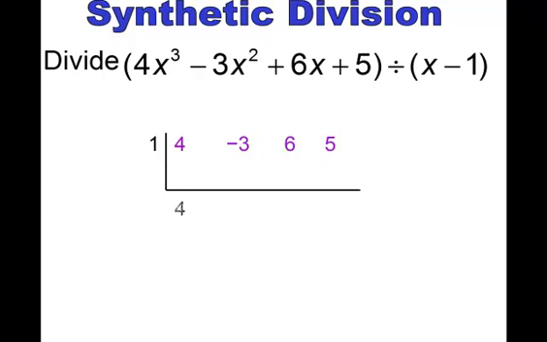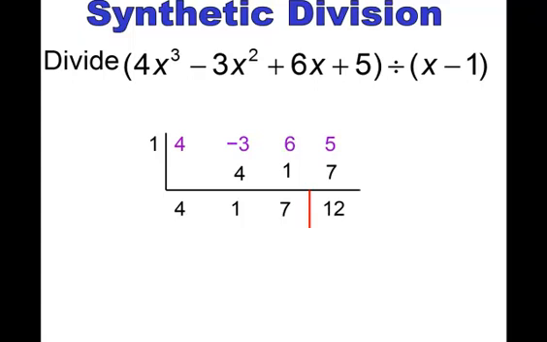Then I'm going to drop down the first number. So 4 comes down. And I'm going to take 1 and multiply it by 4, and I'm going to get 4, and put it into the next column. Now I'm going to add down, and I get negative 3 plus 4 is 1. I'm going to multiply 1 by 1 and get 1. I add down, I get 7. And then I multiply 1 by 7 and get 7. I add down and I get 12. And remember, 12 is the remainder.